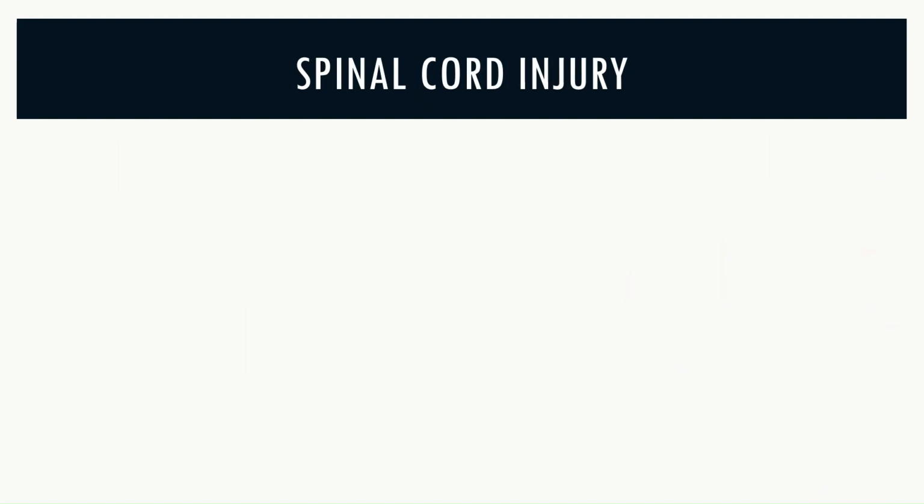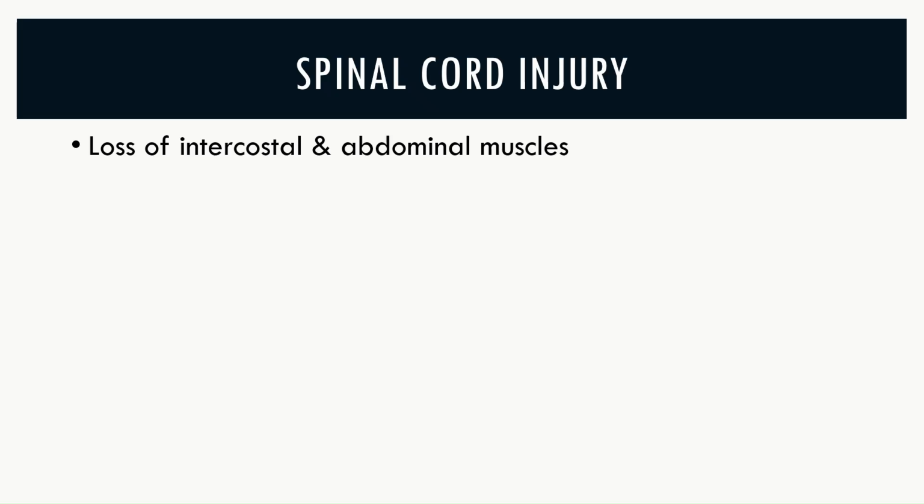Spinal cord injury. In spinal cord injury, intercostal and abdominal muscles are lost, while diaphragm function may be preserved. However, cough becomes ineffective, leading to secretion retention.